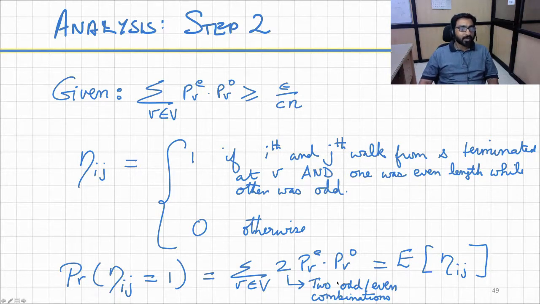And that's just for one vertex v. We have to therefore sum over all possible destination vertices v. And this summation gives us the probability that eta ij equals 1. And this is nothing but the expectation of the value of eta ij as well. That simply follows from the fact that eta ij is an indicator random variable.